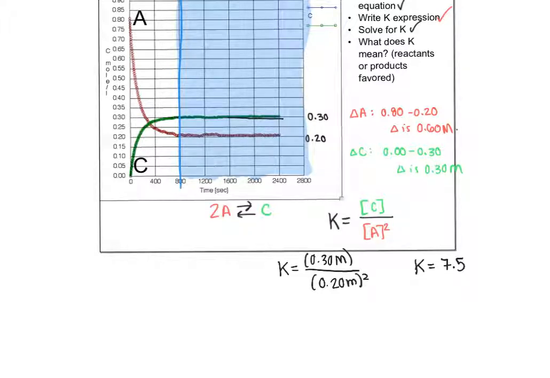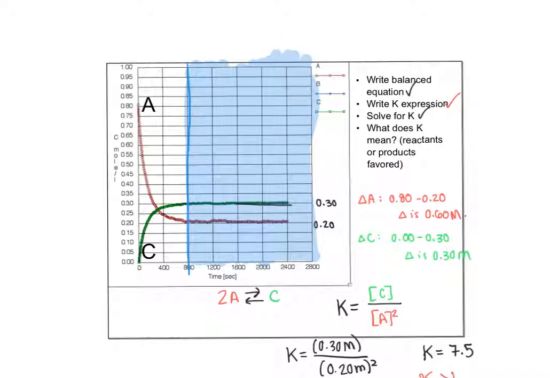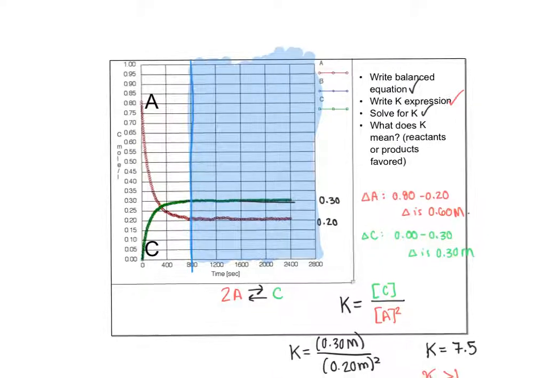So we solve for K. What does K mean? Well, I noticed that K is bigger than 1, which means the products are favored at equilibrium. Let's check back at the graph. Is that what it looks like? At the equilibrium, the highlighted section, is the product C at a higher concentration than A? Yes, it is. So that supports our answer.